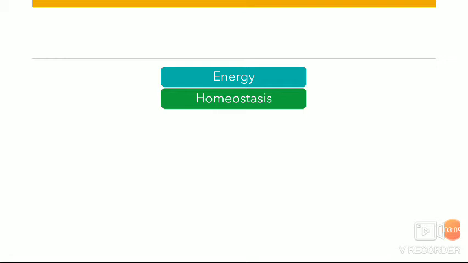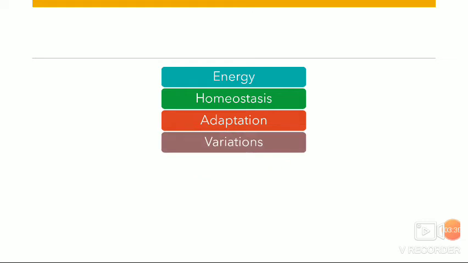Then comes homeostasis. They have the specific atmosphere in their body to survive, that is known as homeostasis. Then adaptation. Every living being needs to adapt to its surrounding environment. Then variations. These are also found in living beings. The members of the same species are of different varieties. Then movements. Living beings can move. So this is also a main characteristic.